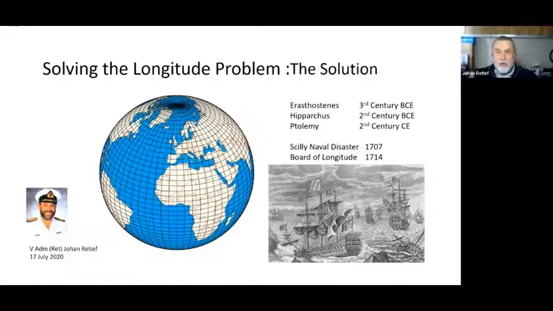As far back as Eratosthenes in the 3rd century before the Christian era, he understood the requirement for fixing a place by some other means on the world. Hipparchus carried on with the idea, and Ptolemy in the 2nd century after Christ went further with it and started creating a system of meridians and lines of longitude, lines of latitude.